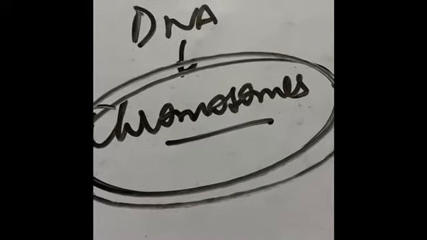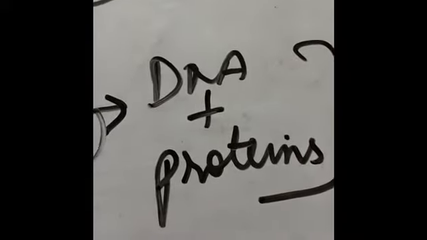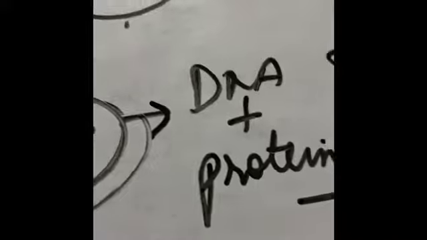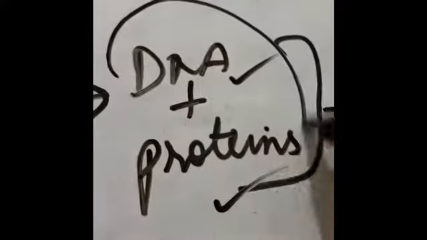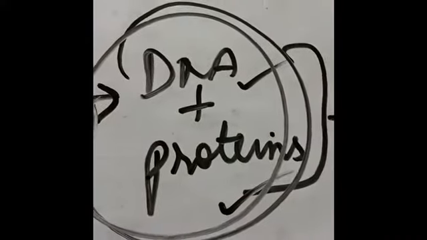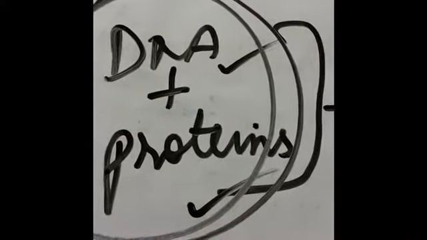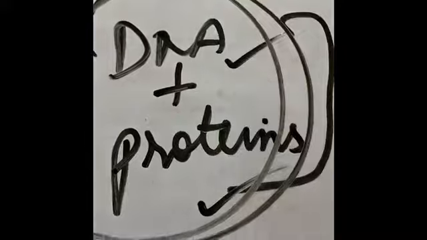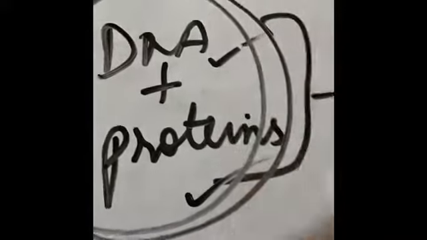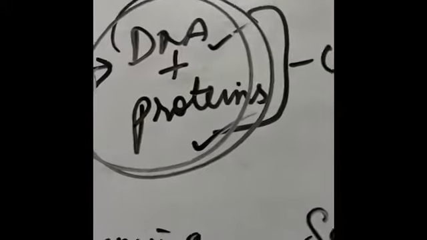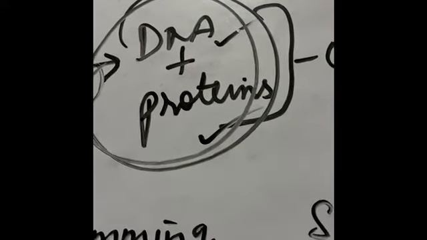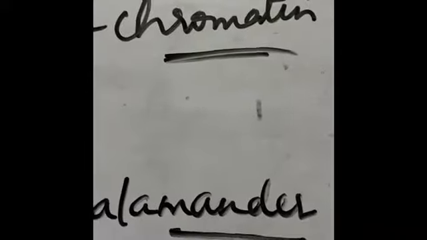Okay, chromosomes are having two parts: DNA and proteins. DNA is always present along with the proteins, and this part where DNA and proteins lie together is known as chromatin. Okay, DNA is never alone, it always works with the proteins, and this association of DNA plus proteins is known as chromatin.